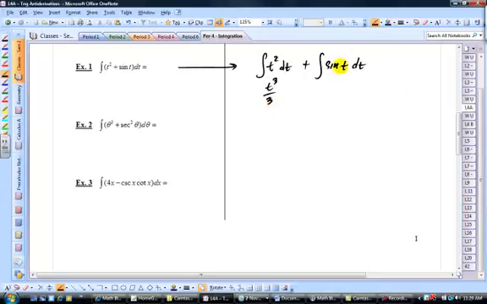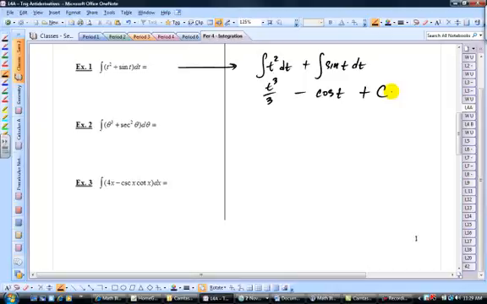Now, the integral of sine of t is a function whose derivative is sine of t. And that has to be what? Negative cosine of t. Not positive cosine, because the derivative of cosine is a negative sine. So you have to go minus sign here. Cosine of t plus some constant of integration. Okay.